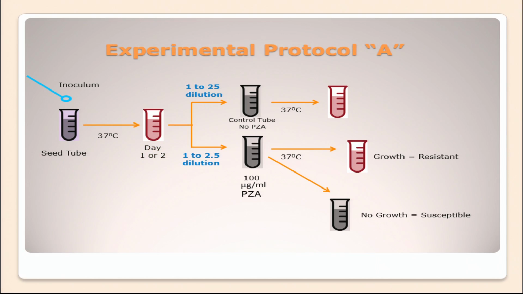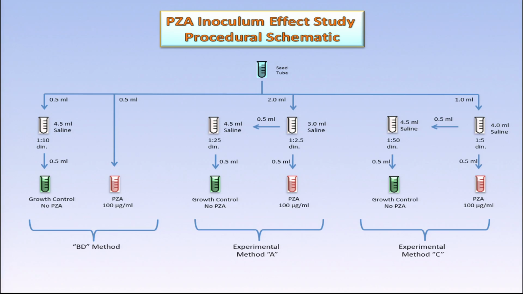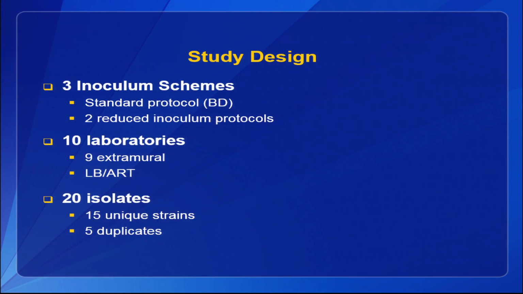We did 2 different types of dilutions, either a 1 to 25 for the no growth control and 1 to 2.5 for the PZA, or a 1 to 50 and also a 1 to 5. So instead of doing the 1 to 10, we cut that to 1 to 5 and 1 to 2.5. And this is just the workflow that they had to follow in this assay.